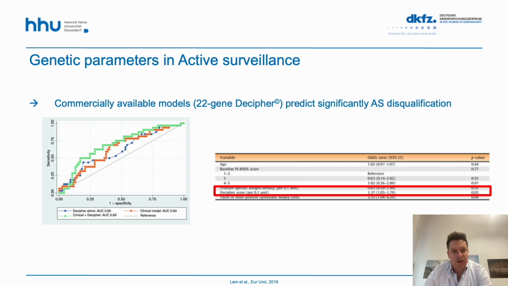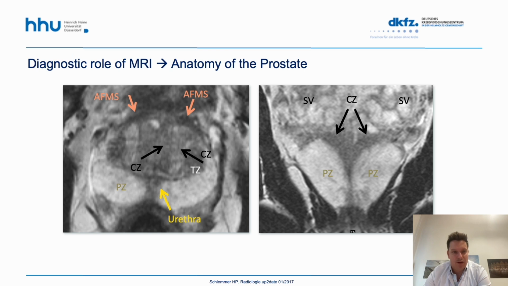Do genetic parameters work in active surveillance? Yes, they do. Commercially available, as an example, is the Decipher 22-gene scoring. And this significantly predicts active surveillance disqualification, as you can see on the right side, and outperforms clinical parameters alone. MRI is a pretty good tool in diagnosing prostate cancer.